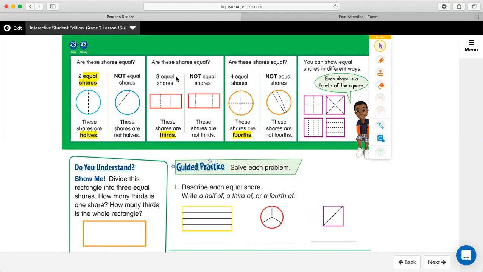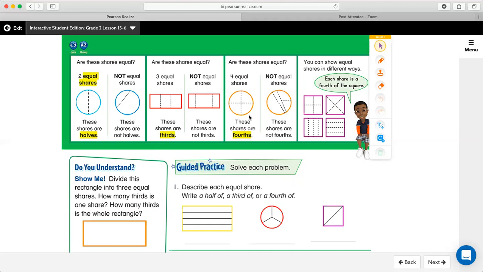We can do the same thing with rectangles. We drew 2 lines here and we divided this shape into thirds, right? 1/3, 1/3, 1/3. They're all equal shares. We would all get the same amount. This, we also drew 2 lines, but these are not equal shares. That middle piece is much bigger than the 2 pieces on the outside. So these are not thirds.